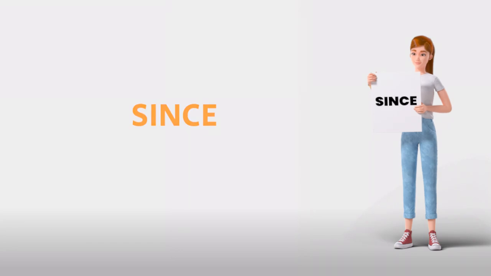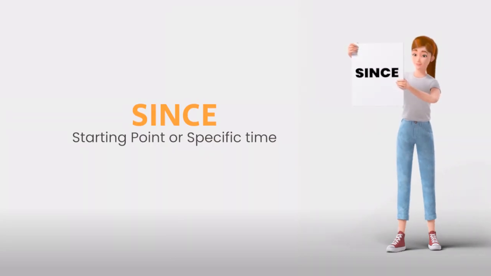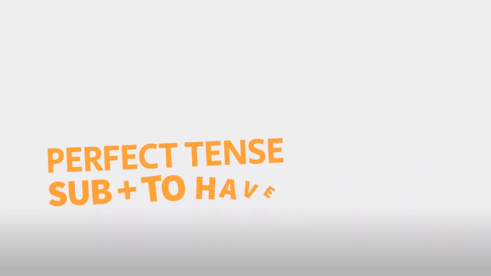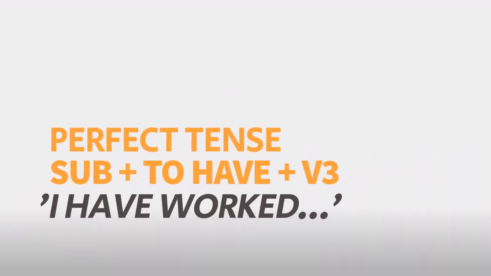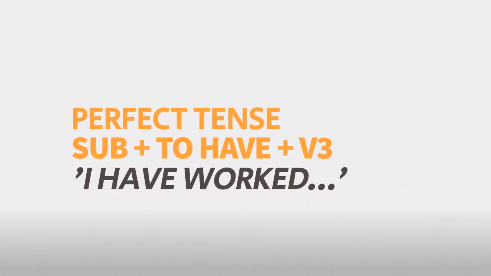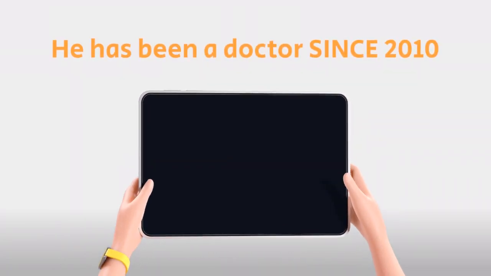Now, let's have a look at since. We use since when we want to talk about the starting point or a specific point when something began in the past. It is often used with the present perfect tense to show that something started in the past and is still happening now. Let's look at some more examples.